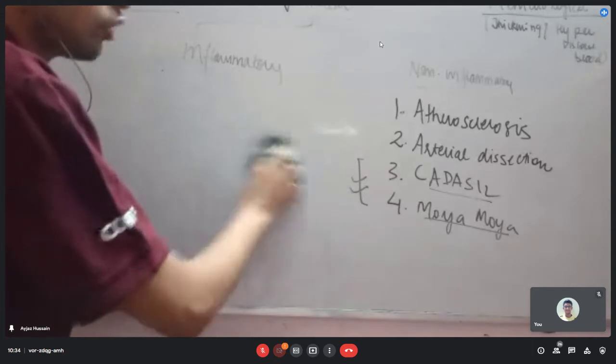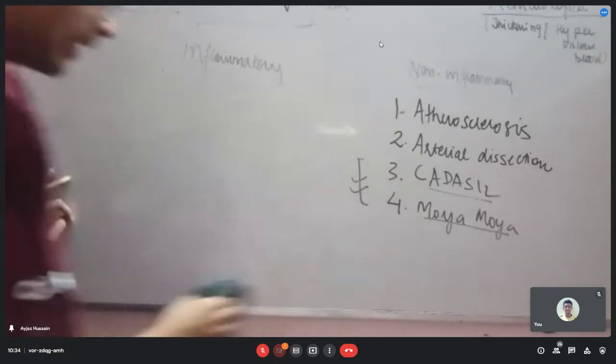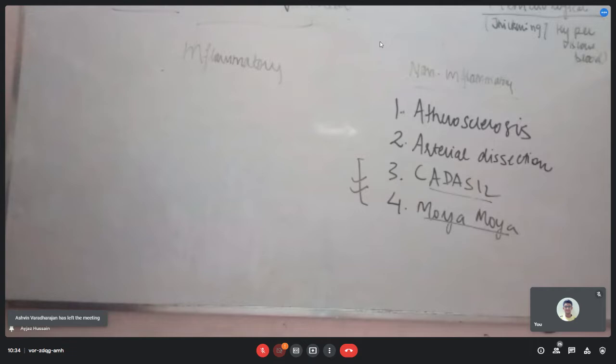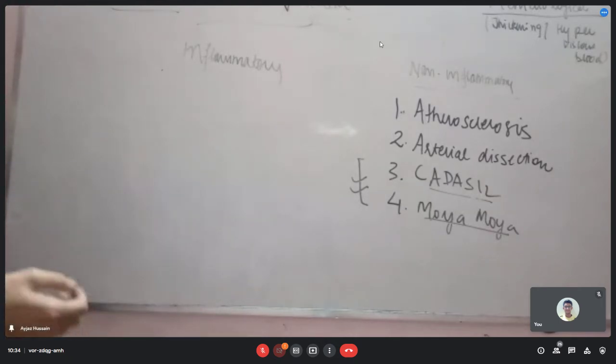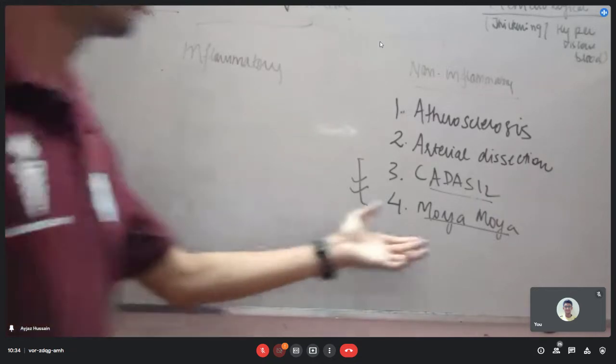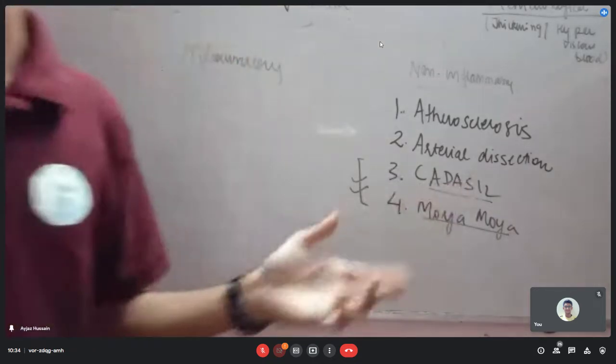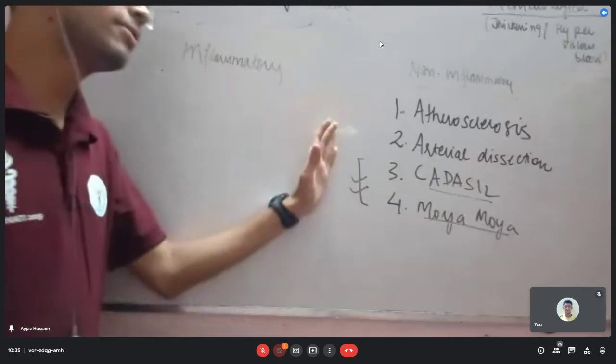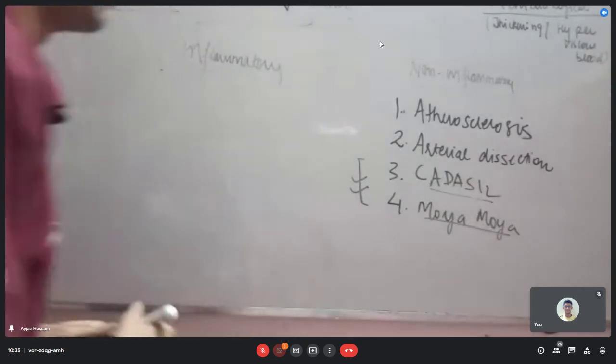The other disease is moyamoya, which is seen in children. It is a small vessel vasculitis seen in children. CADASIL and moyamoya are both reasons for stroke in the young, moyamoya more in children. We finished with non-inflammatory causes. Now we'll talk about the inflammatory causes.